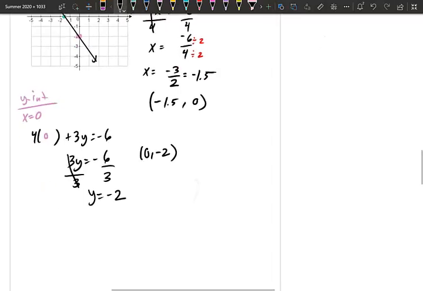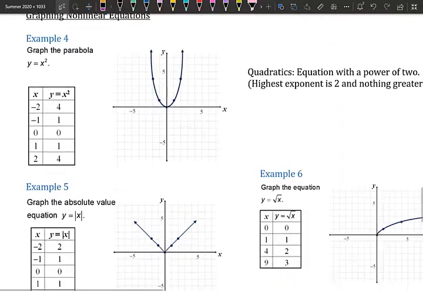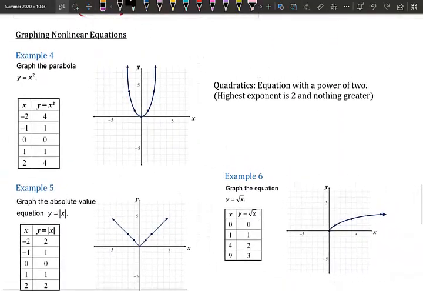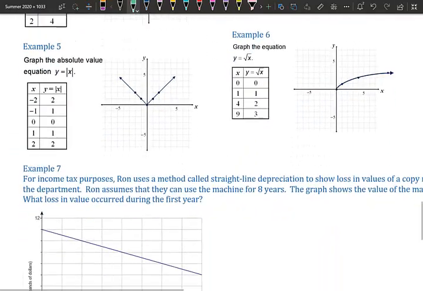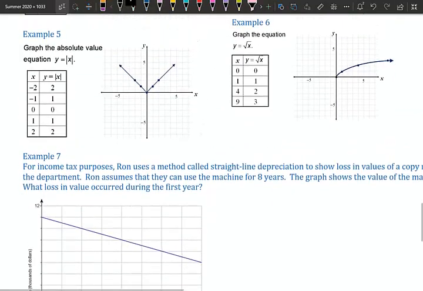Okay. Alright, graphing non-linear equations. So this is what a parabola looks like. It's x squared. Parabolas, or x squareds, are called quadratics. Quadratic equations have a power of 2, meaning the highest exponent is 2 and nothing greater. It's a parabola, a happy face or a sad face. We'll talk more about that through the semester. There's absolute value, which is a V. And the square root is like a little curve coming out of the origin.